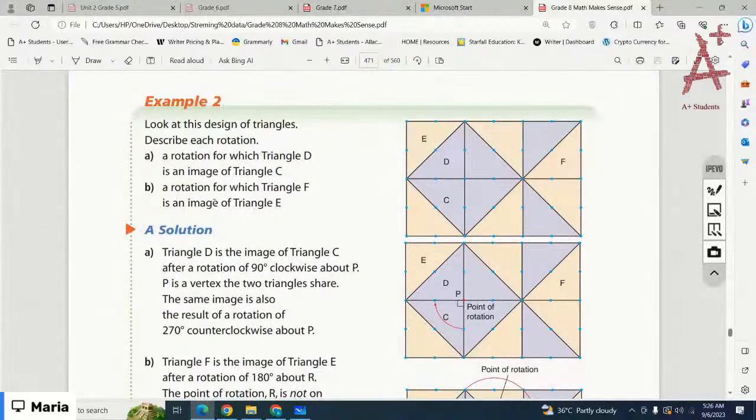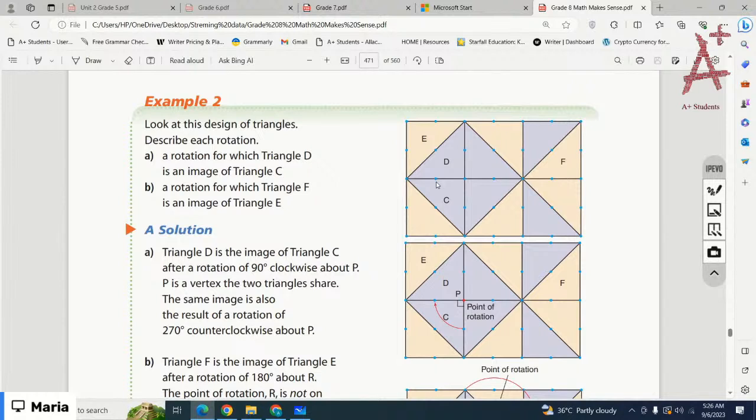A rotation for which triangle F is an image of E. Here is triangle F and here is triangle E. So F is the image of E, right? You have to explain the rotations, right? So triangle D is the image of C. C is the original one and D is the image, right?